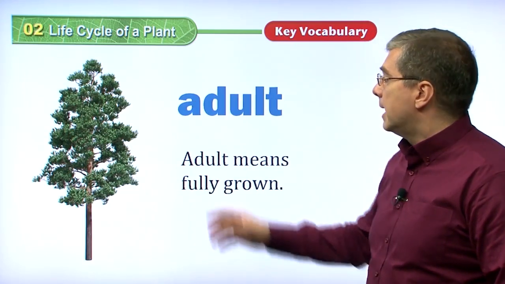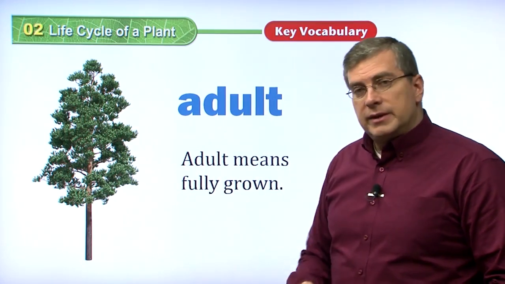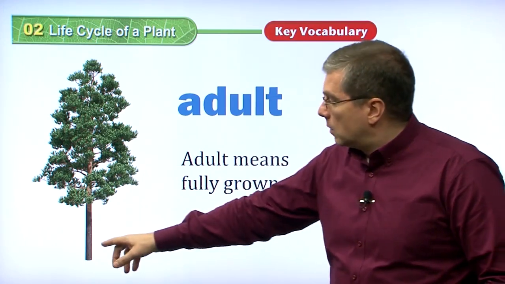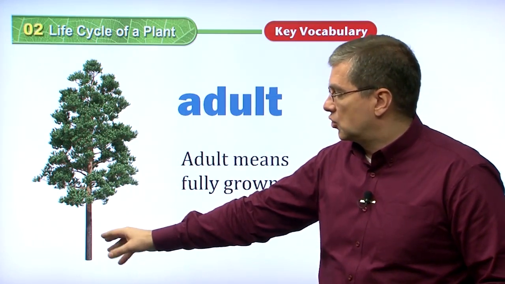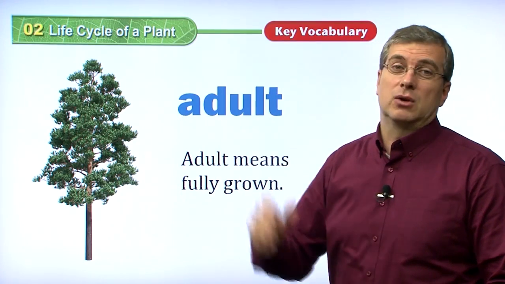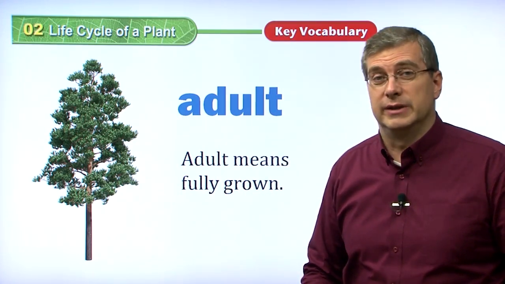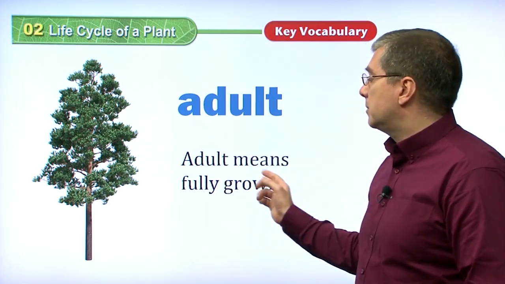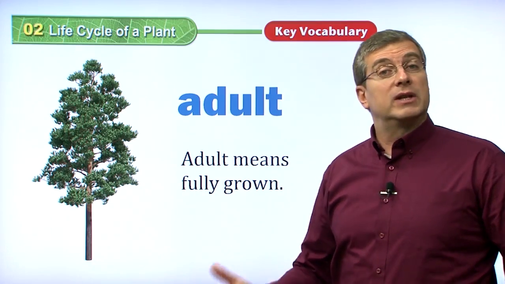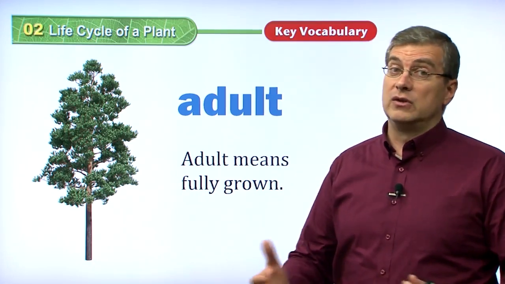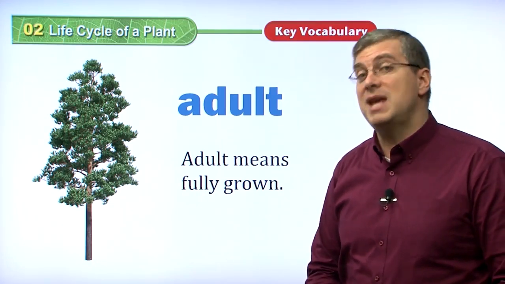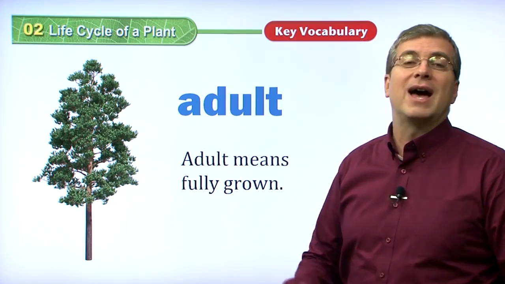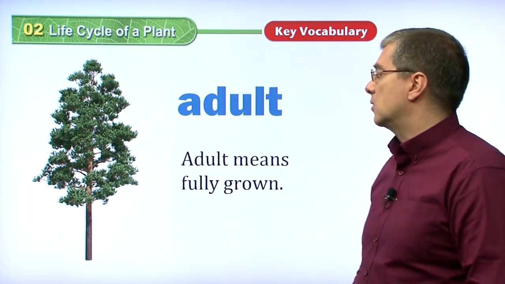Interesting. Adult. We've talked about the seed, we've talked about the seedling, and after a long time, we have an adult. And of course, a tree takes a very, very long time to grow. Some trees are hundreds of years old, right? If you can imagine that. An adult means fully grown. So if it's an adult plant, an adult dog, or an adult human being, it means it is fully grown. It's in the final stage of growth.